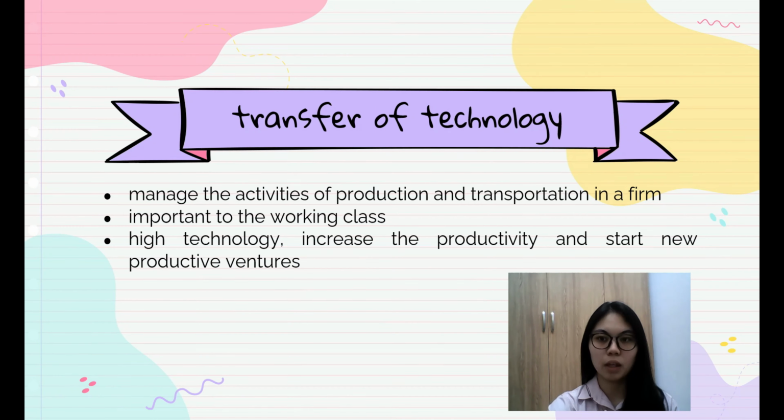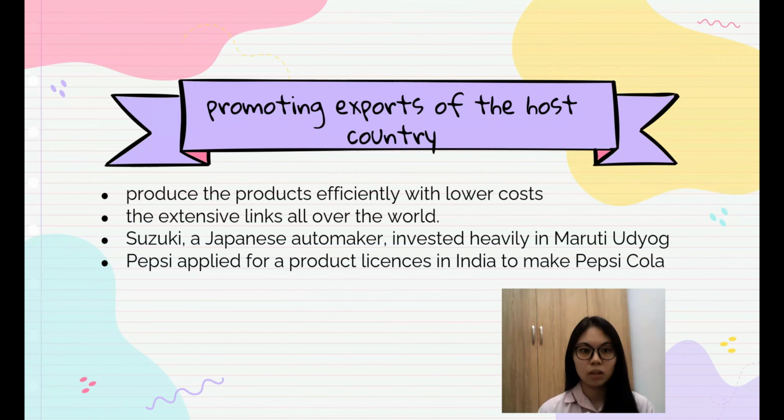Transfer of technology. MNCs manage the activities of production and transportation in the firm, and it is important to the working class because high technology enables them to increase productivity and start new productive ventures. Promoting exports of the host country. MNCs produce the products efficiently with lower costs and have extensive links all over the world. For example, Suzuki invested heavily in Maruti Udyog in a joint venture with the Indian government. Another example is Pepsi, which applied for a product license in India to make Pepsi Cola, and they committed to export a percentage of its goods.